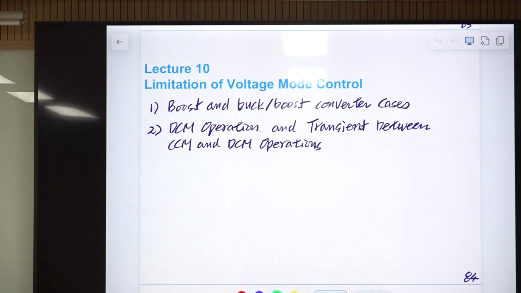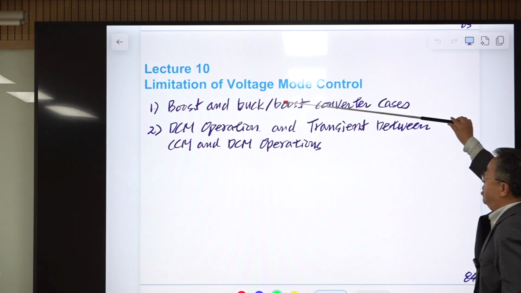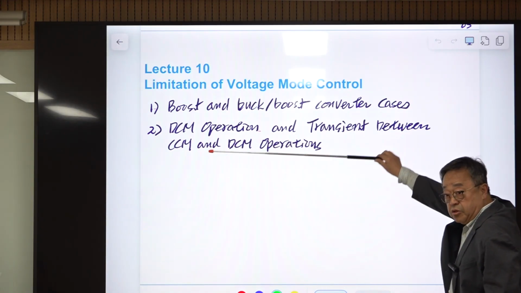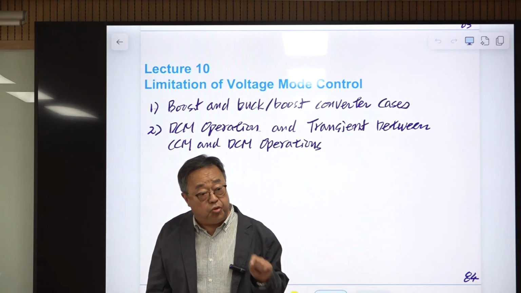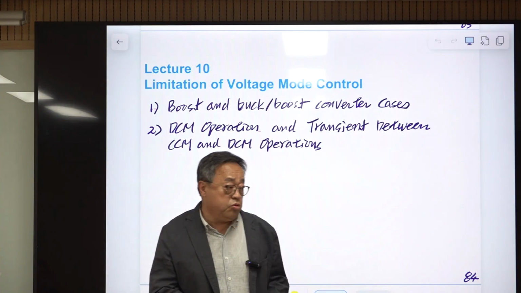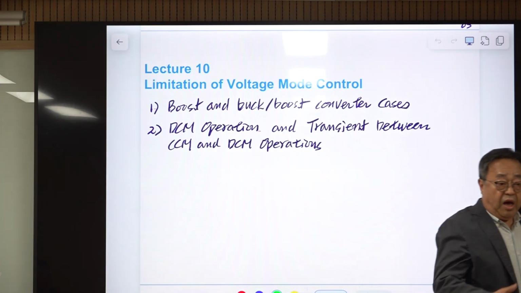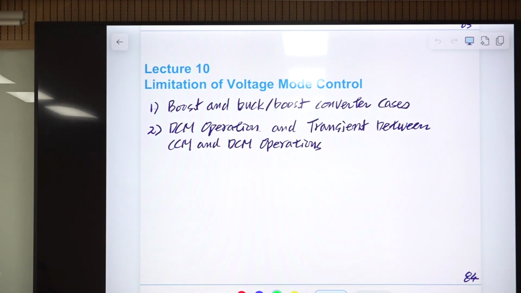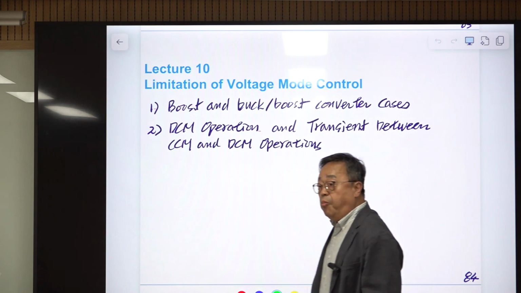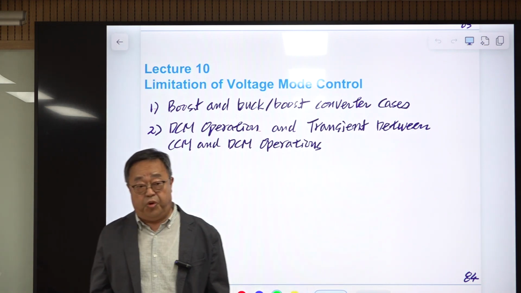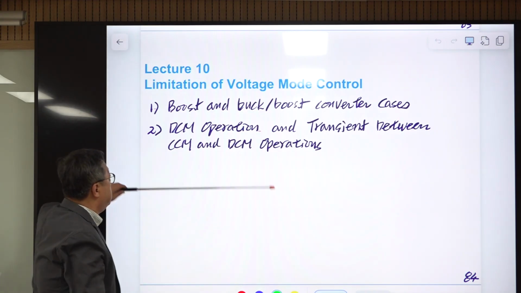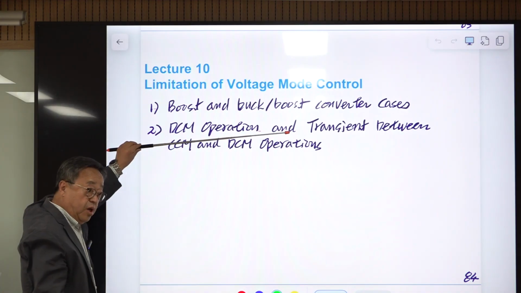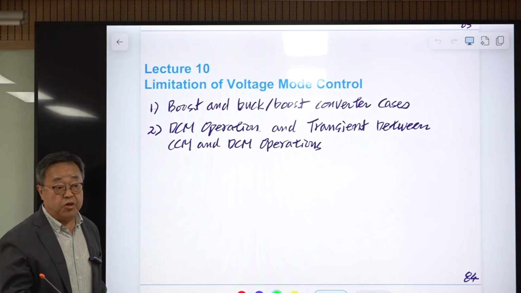That is one limitation of voltage mode control. Another problem is this one. We are talking about the buck converter employing voltage mode control, and the converter shows really ideal characteristics in CCM operation, so you can optimize everything in the buck converter case in CCM operation with voltage mode control. But the question is, there is another operational mode called DCM operation, and what about DCM mode operation?